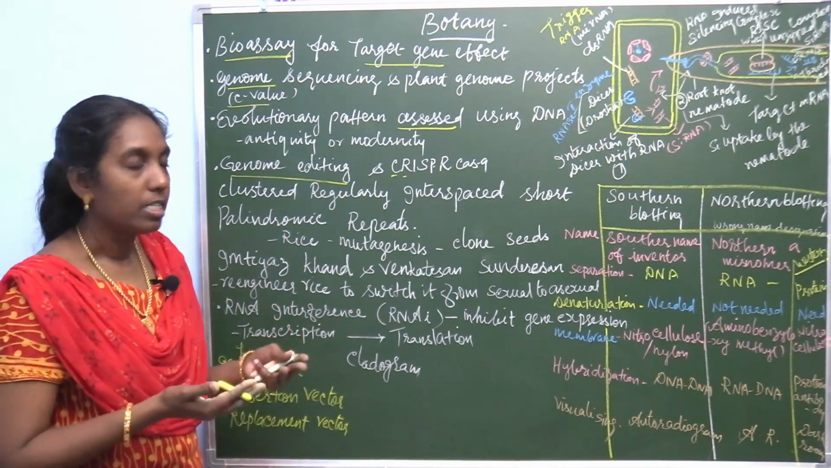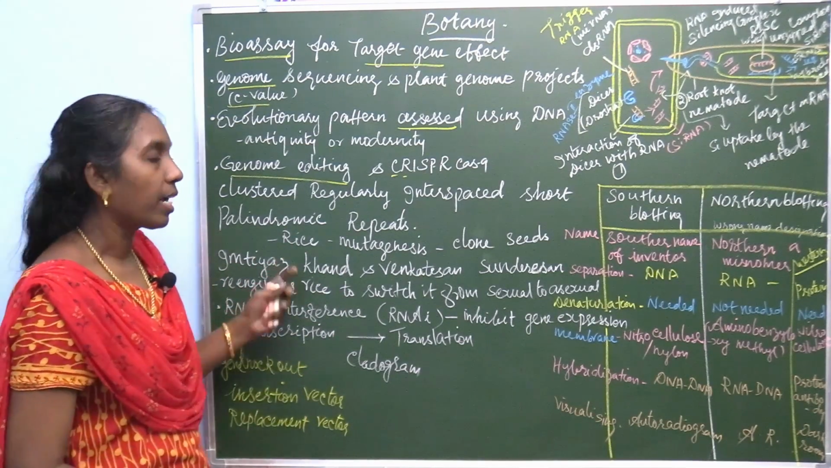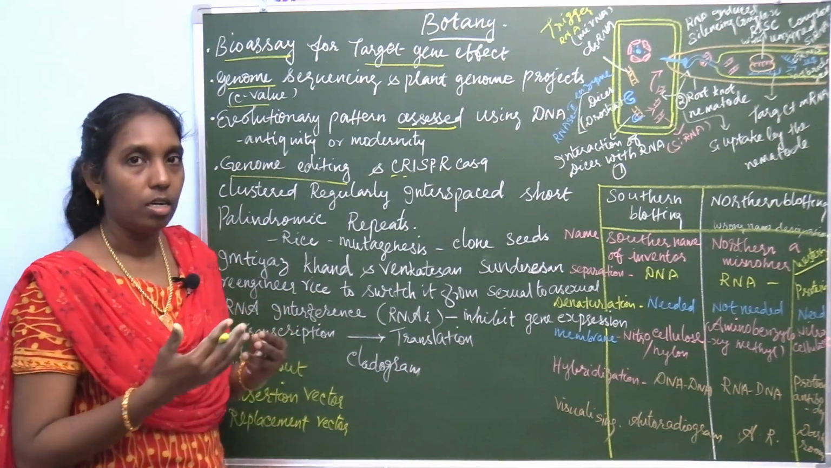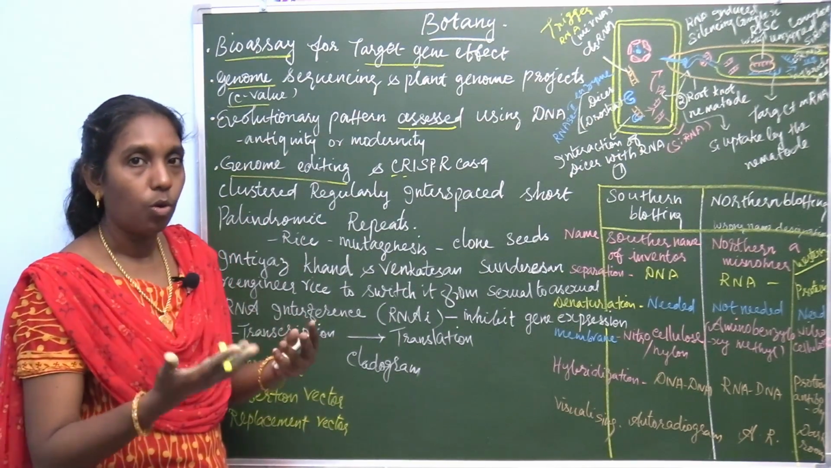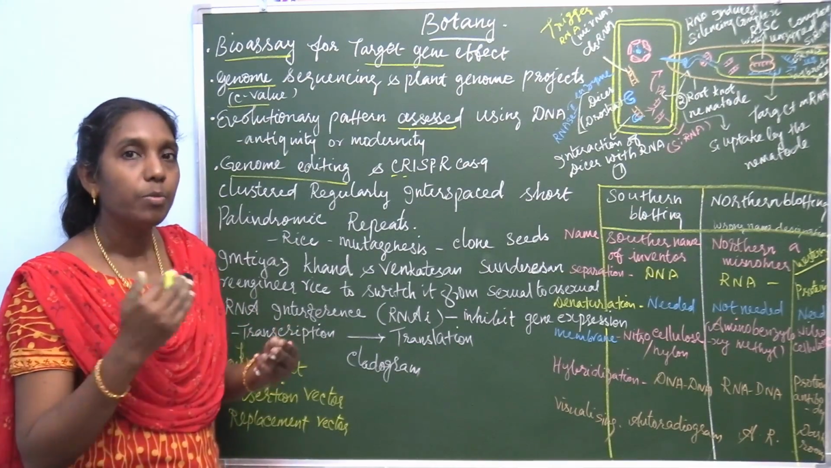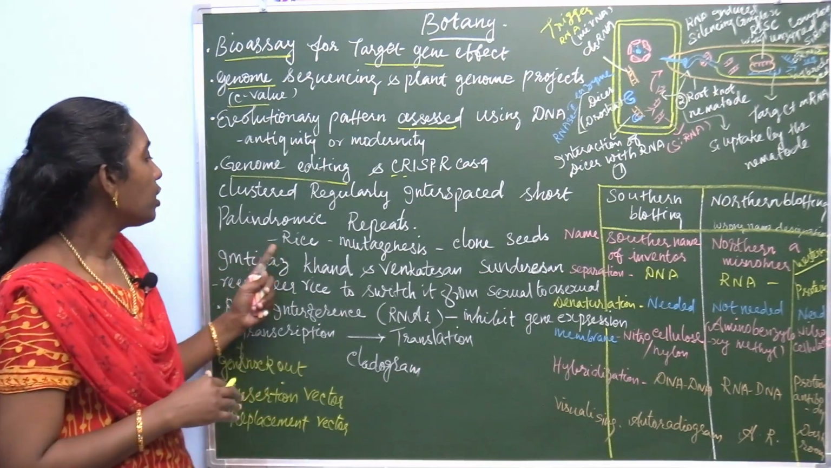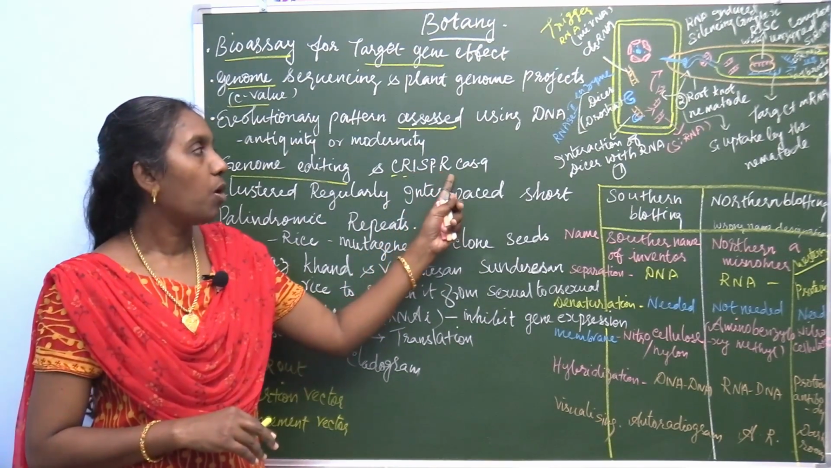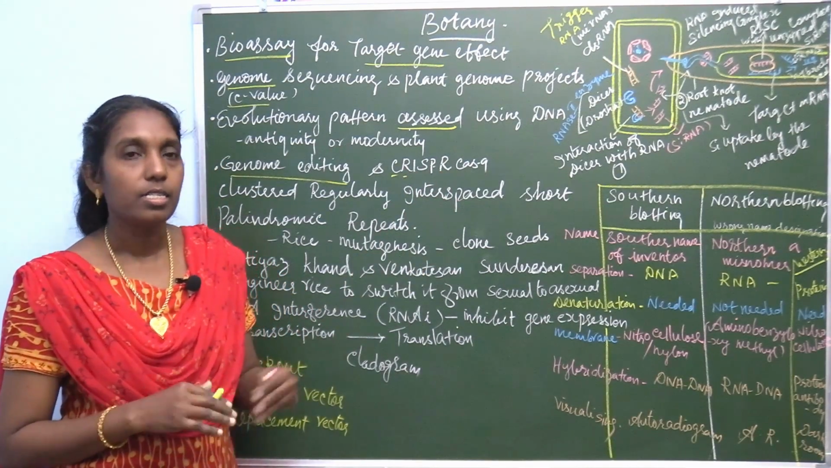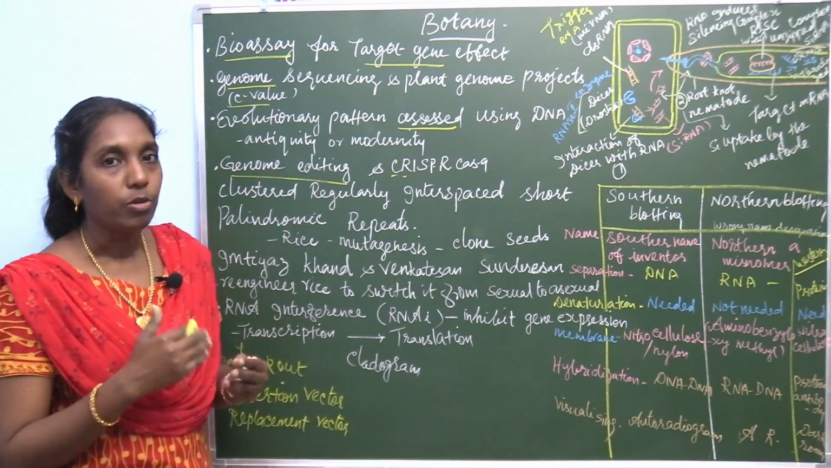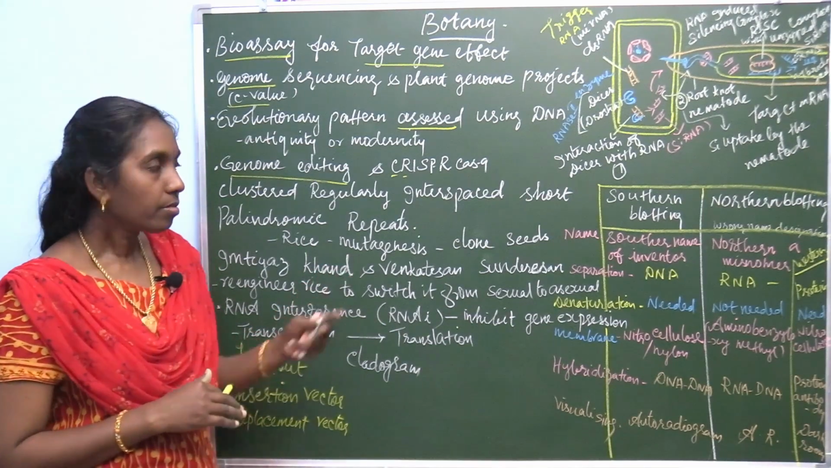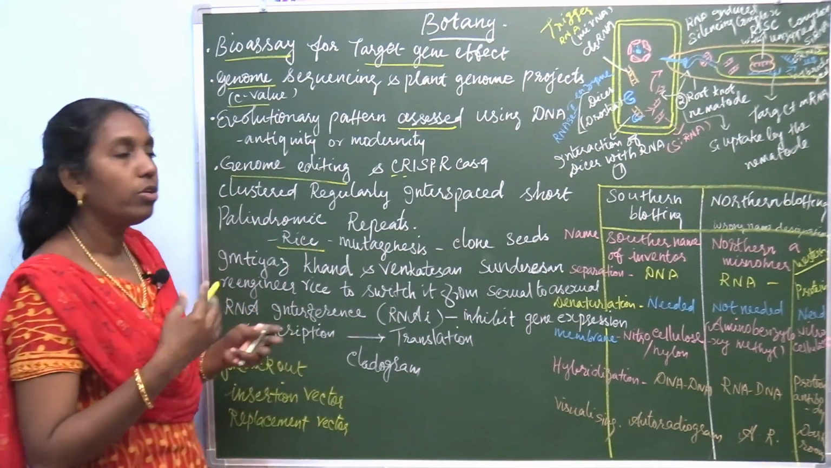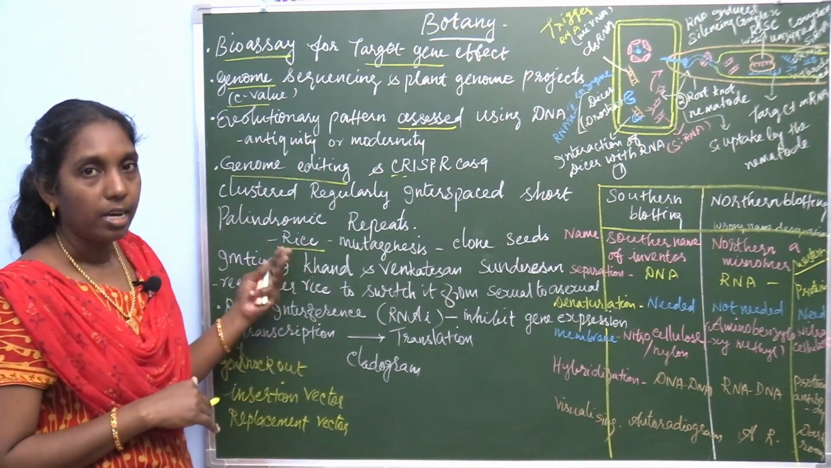You have learned some techniques, but here is an example: rice mutagenesis. All of these are either cloned or mutated. So here, one example of this CRISPR-Cas9 technique is rice mutagenesis, in Oryza sativa.